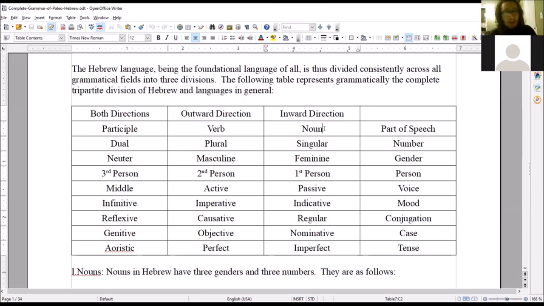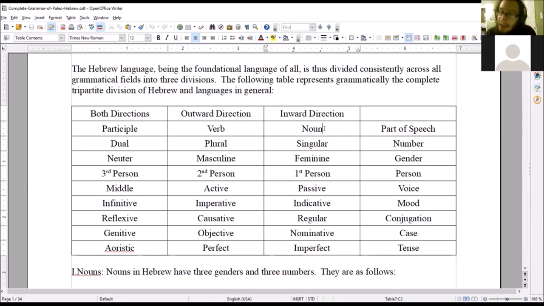There's two. And then you have for gender, feminine is submissive. It's receiving. It submits. So it's bending over to receive, and it's weak. So it's inward. You know, weak, vulnerable. Masculine is strong, dominant. It's forceful. It pushes out. It dominates.